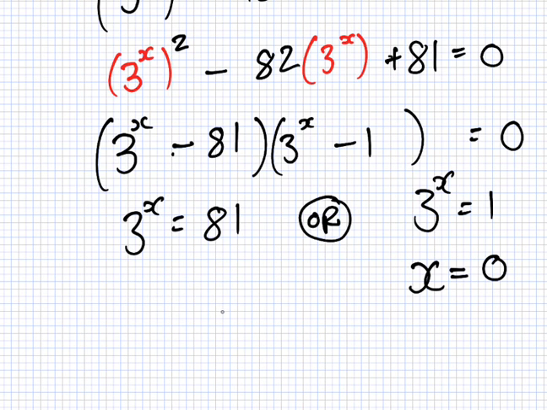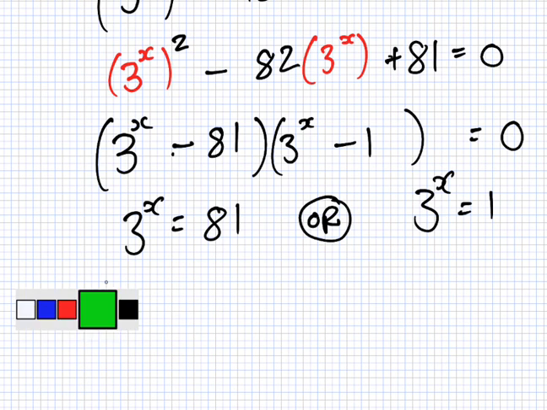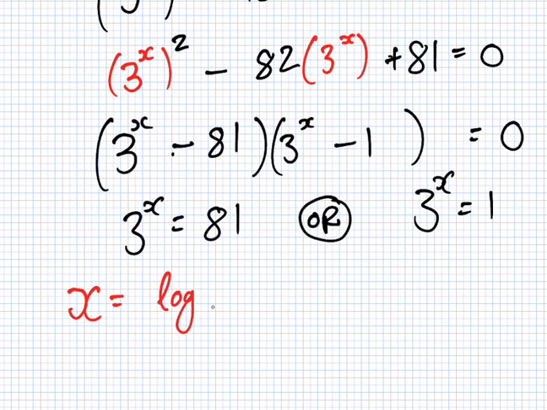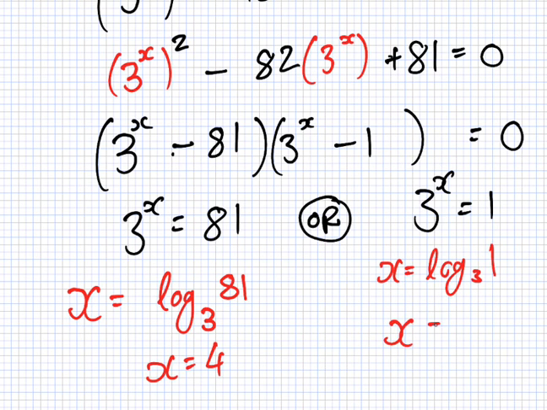Now, I'll just remove those x's for a moment. How could I ask you what the x is as a log question? So what am I looking for? I want to know log what? Base 3, 81. Because I'm asking you, 3 to what power makes 81? And the answer is 4. And here, x is equal to log base 3 of 1. 3 to what power makes 1? And the answer here is 0. So these are the two answers for this one.